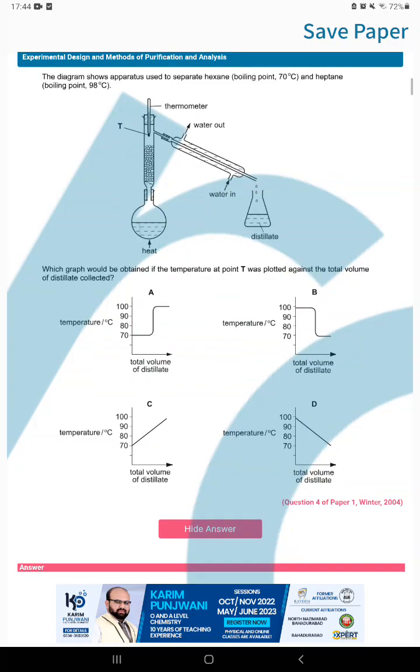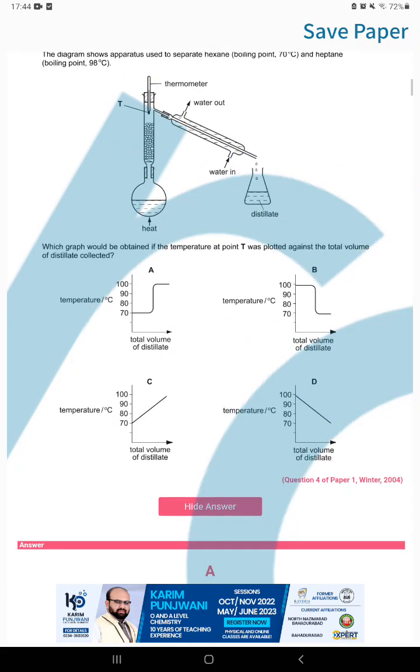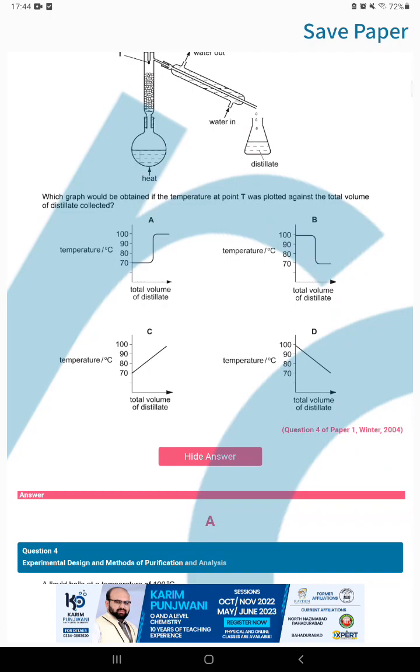Moving on. The diagram shows apparatus used to separate hexane, boiling point 70 degrees Celsius, and heptane, boiling point 90 degrees Celsius. Which graph would be obtained if the temperature at point T was plotted against the total volume of distillate collected? What do you think?